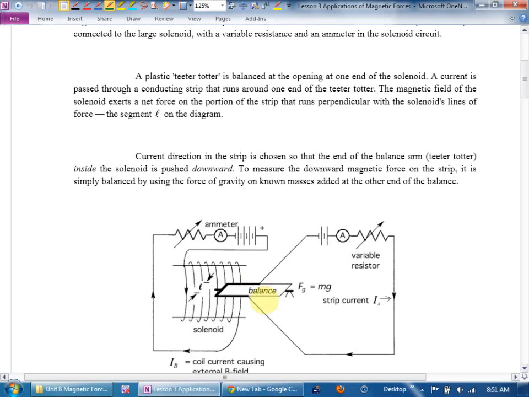A current is passed through this conducting strip. I'm going to mark up my diagram. You guys don't need to, but this strip here is a conducting strip. Inside this solenoid, which way is the magnetic field going? Well, let's see if we can figure it out.